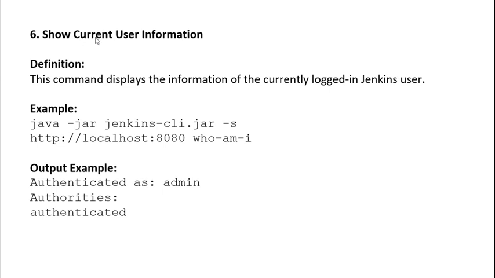Sixth command is show the current user's information. This command displays the information of the currently logged-in Jenkins user. For example, java -jar jenkins-cli.jar -s https://localhost:8080 who-am-i command is written, and the output is: Authenticated as: admin, Authorities: authenticated.